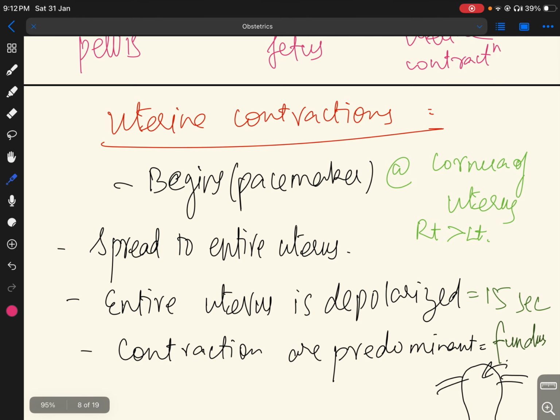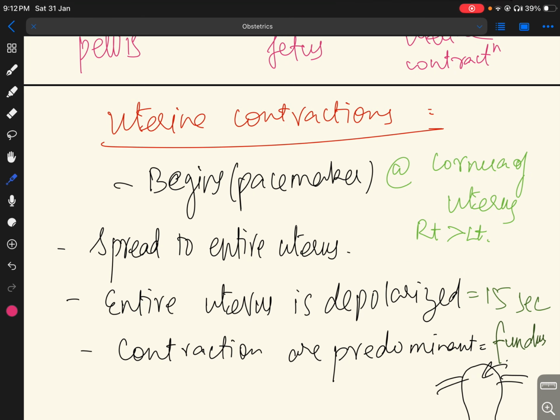Now we'll move on to uterine contraction. So as a heart beats, there is a pacemaker. The uterus also needs a pacemaker. That is situated in the corner of the uterus.